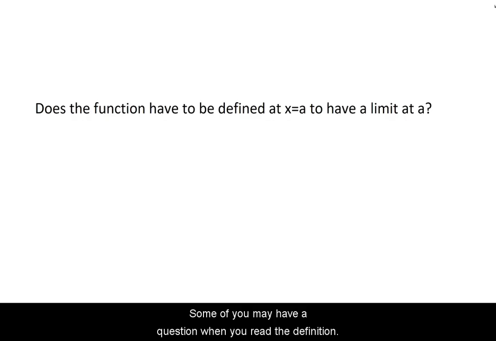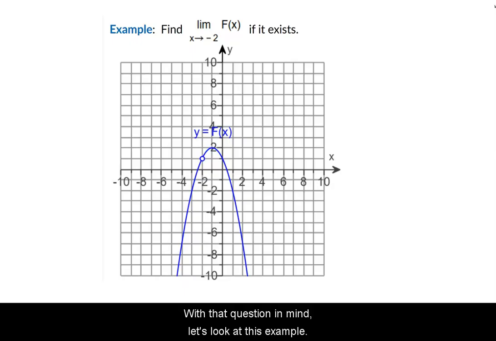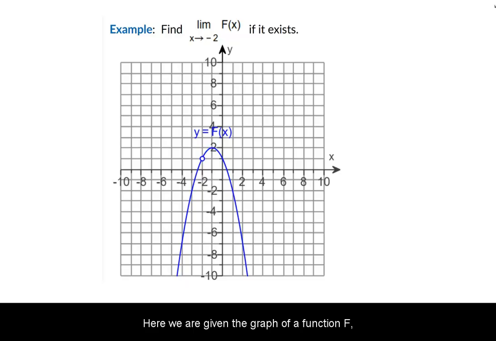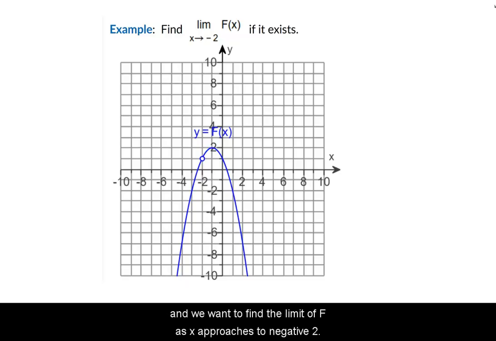Some of you may have a question when you read the definition. Does the function have to be defined at x equal to a to have a limit at a? With that question in mind, let's look at this example. Here we're given the graph of a function f of x, and we want to find the limit of f of x as x approaches negative 2.